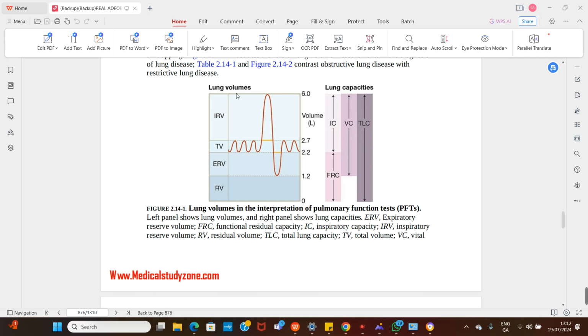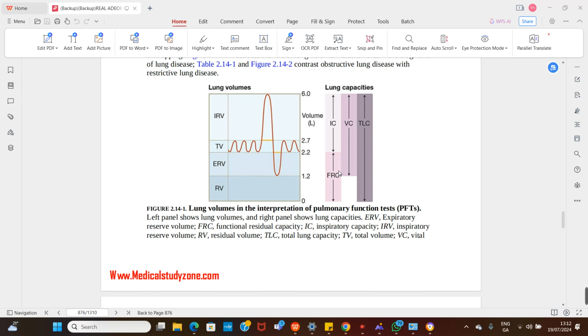Your inspiratory capacity is just your inspiratory reserve volume plus your tidal volume, which is 500 plus 3.3, whatever we get. And your expiratory reserve volume plus your residual volume. Expiratory reserve volume plus residual volume is going to give you your functional residual capacity.